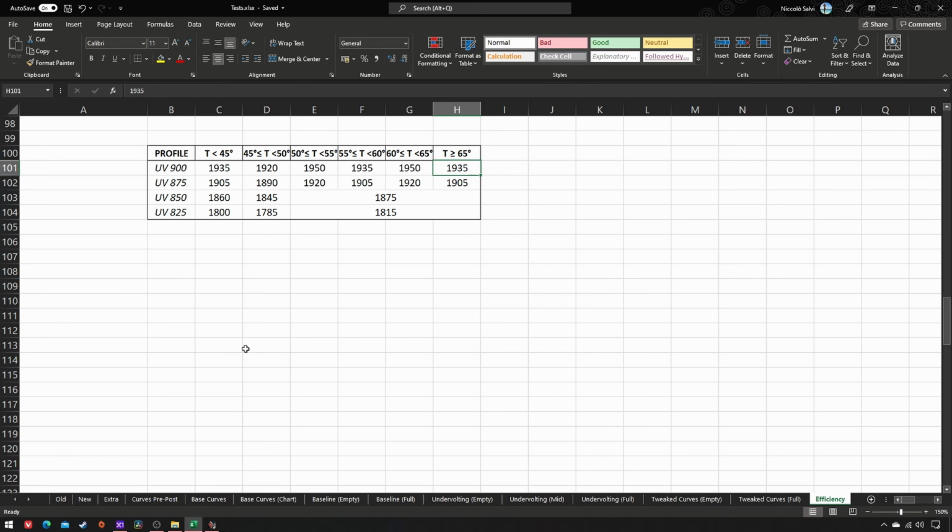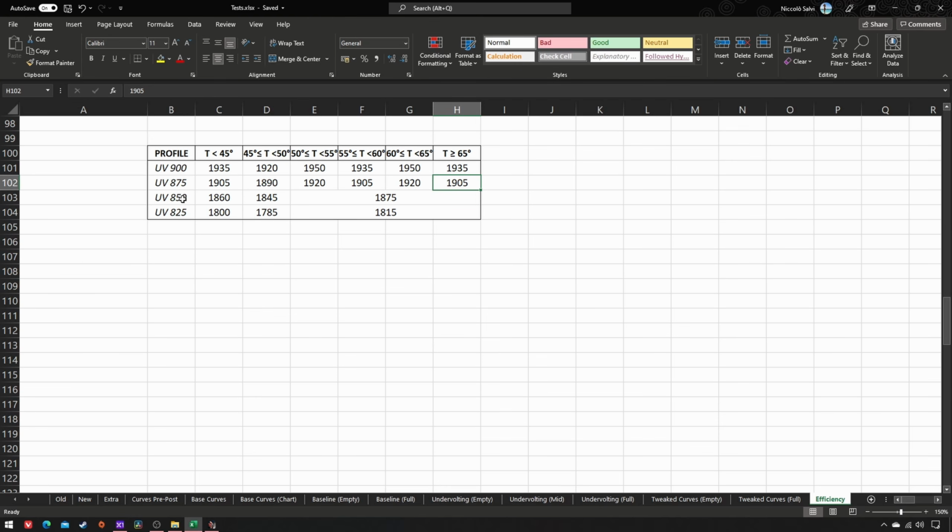Same behavior with 1905 MHz at 875 mV. Below 45 degrees, set frequency. Between 45 and 50 degrees, one step down. Between 50 and 55 degrees, one step up. Between 55 and 60 degrees, set frequency. Between 60 and 65 degrees, one step up. And above 65 degrees, set frequency.